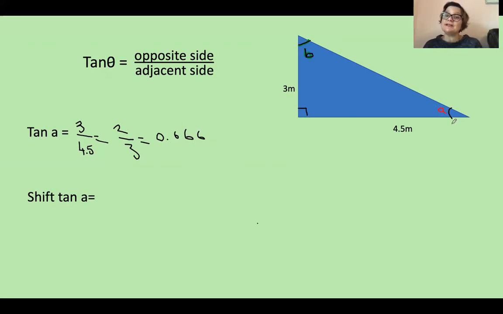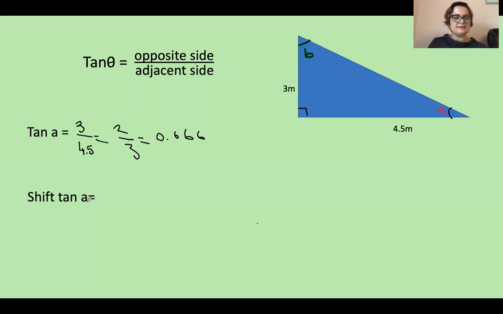Now, we need to find the angle. We know the tangent, but how do you find the angle? In this case, we're going to use another button of the calculator. It is the shift button here, all right? So remember the 0.666. Press shift, tan, and then 0.666, and then press equal. And then the answer is going to be 33.66.